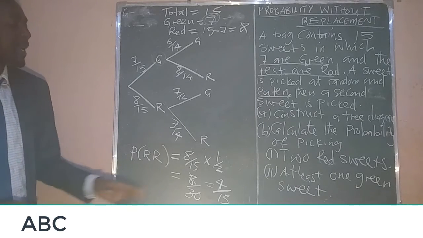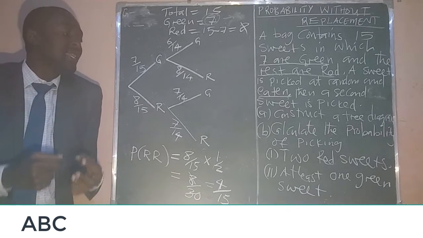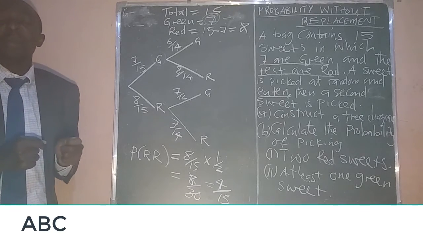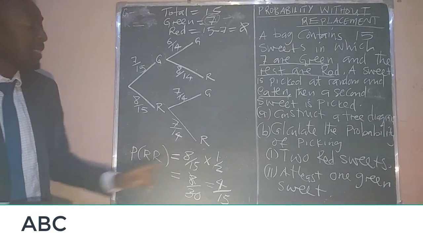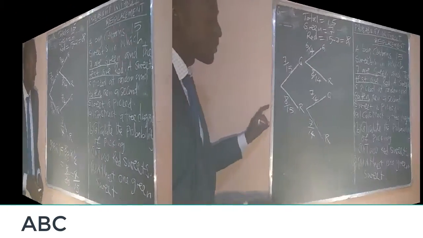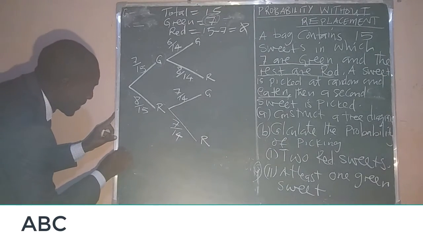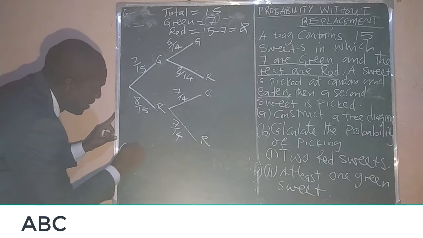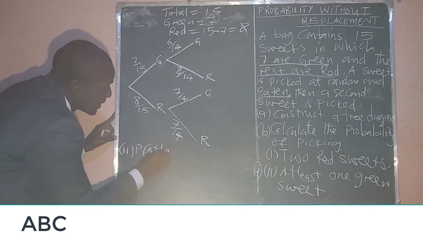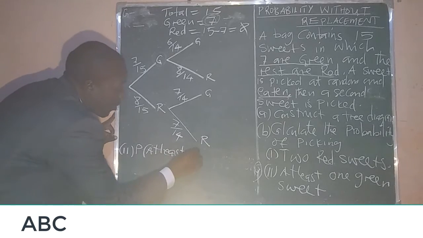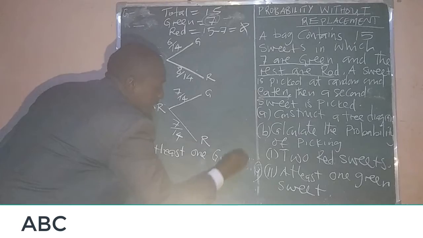And then now we can come to the next probability here. Calculate the probability of picking at least 1 green sweet. So I'll need to explain here what the word at least means in this case. The probability of picking at least 1 green sweet, we write it like this. So number 2 here, probability of at least 1 green. At least 1 green.